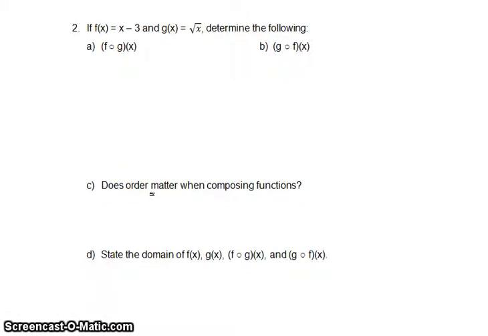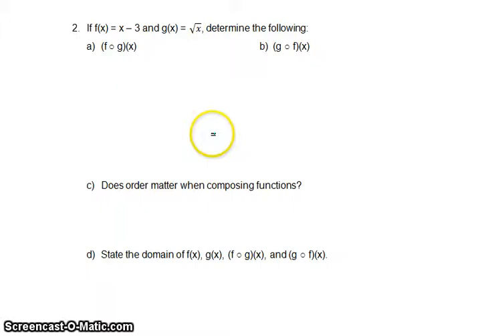All right, so for example number 2 here, we are going to look at a couple different functions, and we're going to be mostly talking about the order, and we're going to see that order is important. I've talked about it before, but I'm going to really stress it in this example. So in example number 2 here, we have a function f(x) = x - 3, and g(x) = the square root of x. And here we need to determine both f(g(x)) and g(f(x)).